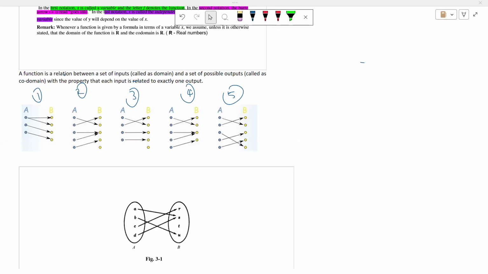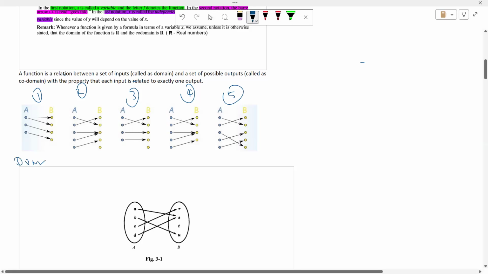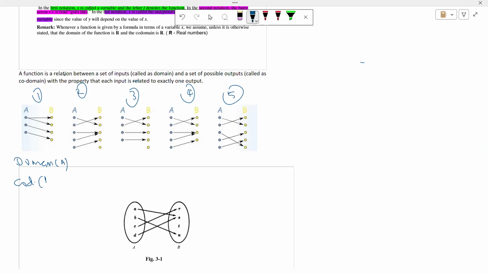If it is a function, all the elements in the domain must be assigned. A is the domain and B is the codomain, right? So all the domain elements must be assigned with the codomain. So the first point is correct. But here, one domain element cannot have a relation with more than one codomain element. Because of that condition, it is not a function. One input cannot relate to more than one output.